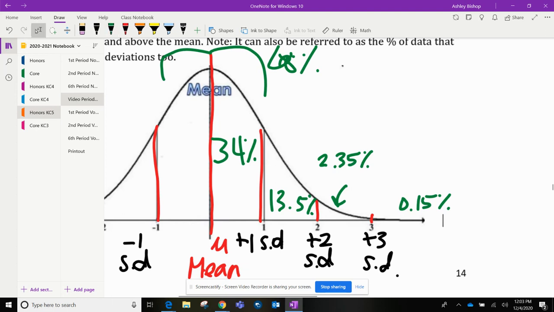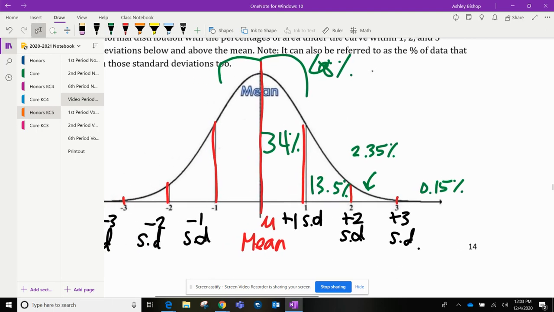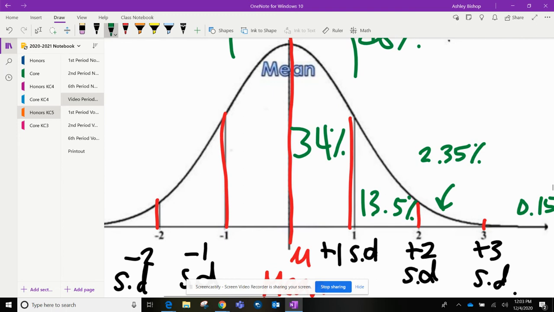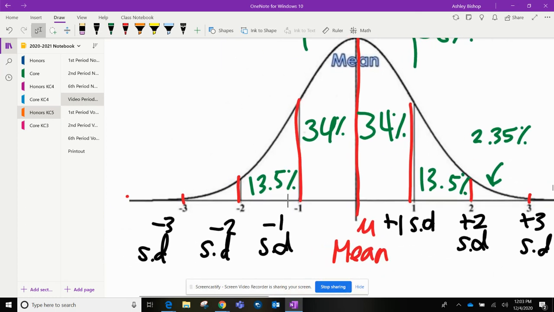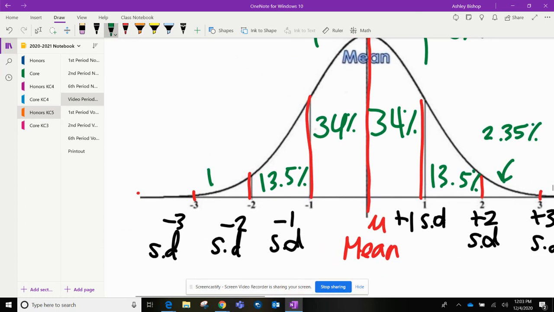This is symmetrical. It goes the same way in both directions. So there's 34% over here. It's kind of like a mirror. Again, between -1 and -2 standard deviations is 13.5%. Between -2 and -3 is going to be 2.35%. And anything past -3 is going to be again 0.15%.